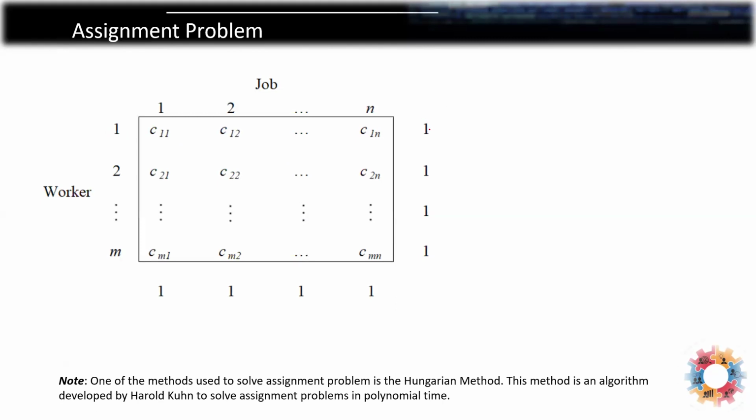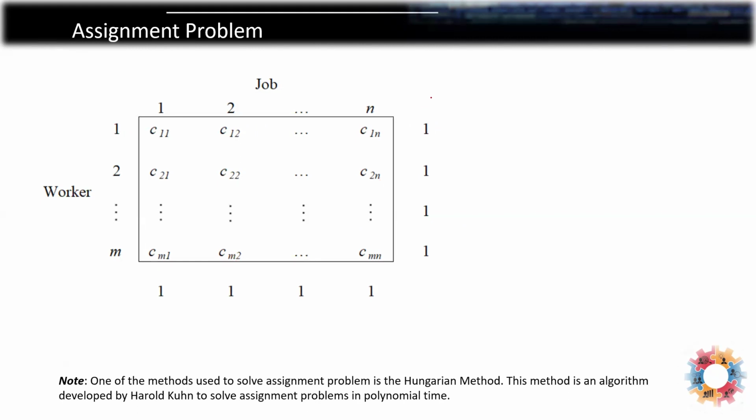You only have one for the first row, first column, second row, and so on and so forth. Also for the first column, second column, and so on and so forth. And the reason for that is only one worker is assigned to a particular job, okay? That's why you have here one.